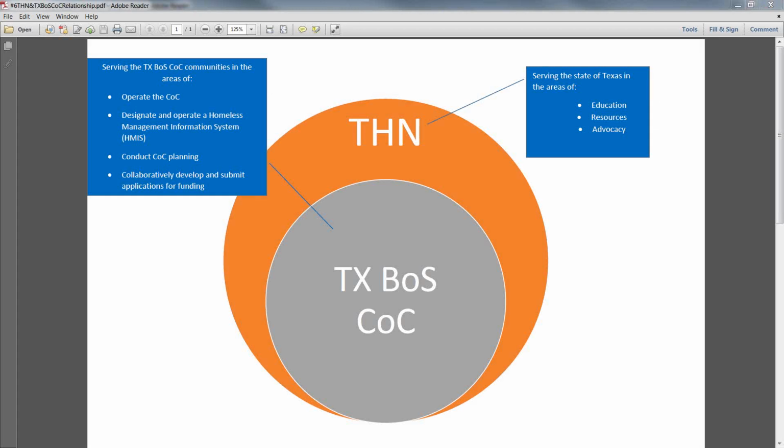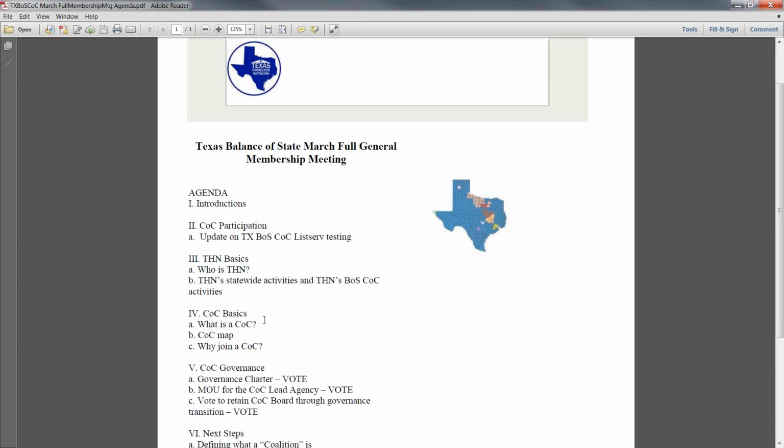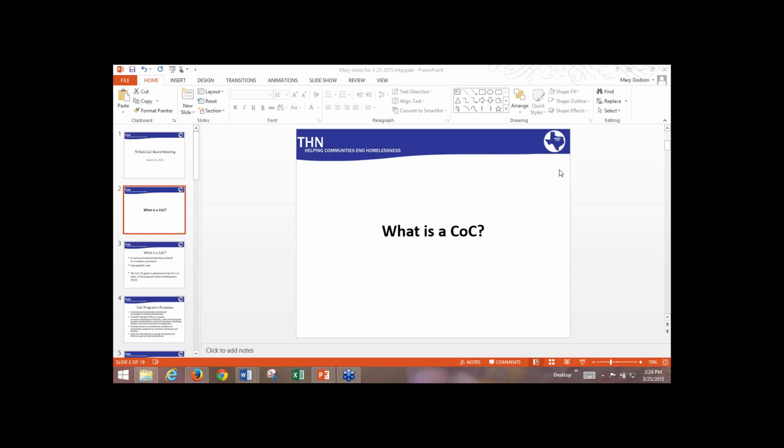Okay, let me get back to the agenda. Okay, now we're going to get to some of the COC basics. And under this, I'm going to pass the screen back to Mary, and she is going to go over, yes, thank you, what is a Continuum of Care. Hopefully you guys aren't getting dizzy with all these screen passing back and forth. Okay, you should have the screen now. All right, let me make it a little bigger for you.